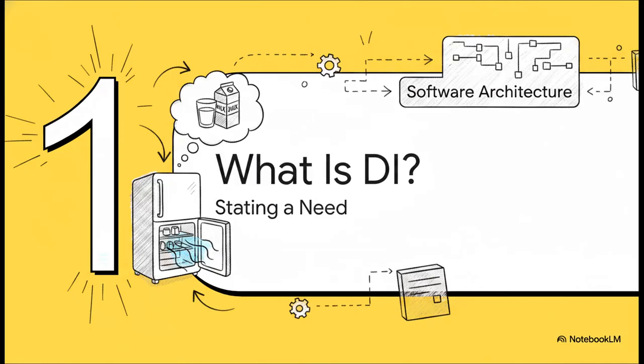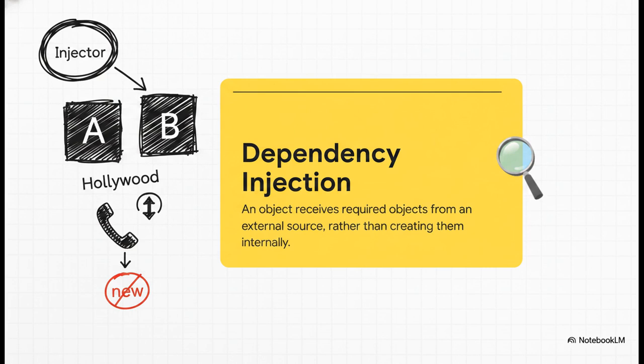Section 1. What is dependency injection? Stating a need. So at its core, dependency injection is a design pattern where an object receives its dependencies from an external source, rather than creating them internally itself. It perfectly implements what's known as inversion of control, or, as our sources playfully call it, the Hollywood principle. Don't call us, we'll call you.